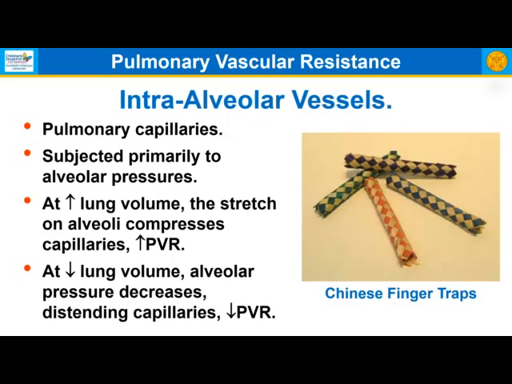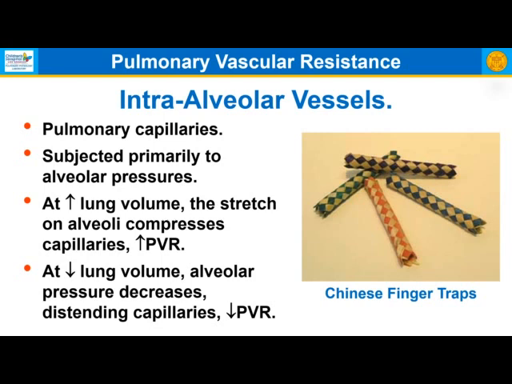There are also intra-alveolar vessels, and these act very much like Chinese finger traps. So these are pulmonary capillaries. They're subjected primarily to alveolar pressures. So at increased lung volume, the stretch on alveoli compresses capillaries, increasing resistance.